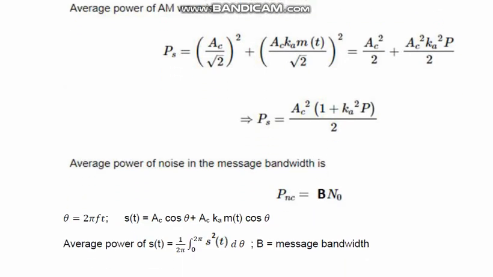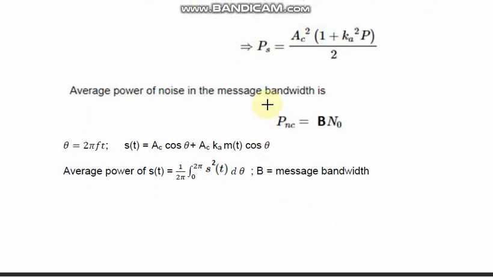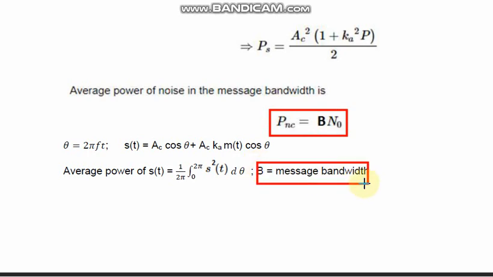Now what is the noise power? Here you will watch that the noise power of channel is given as PNC is equal to B N0, where B is the message bandwidth. Okay, what is N0? N0 is the average power for unit bandwidth. Okay, and B is message bandwidth. So in the message bandwidth range, what is the average power that we have to calculate?